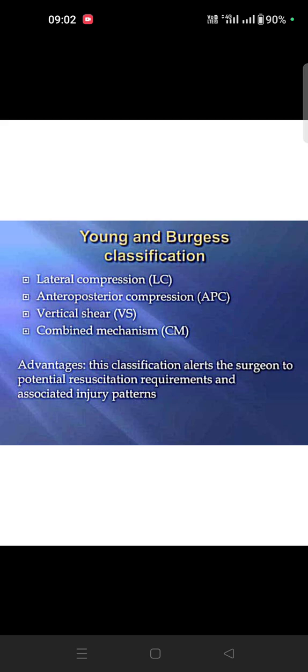Okay, so the Young and Burgess classification: lateral compression will be there, anterior posterior compression will be there, vertical shear will be there, and combined mechanism will be there. For initial assessment, what we can do: airway maintenance with spine protection, then breathing and ventilation, circulation with hemorrhage control, disability for neurological status, and exposure with environment control to prevent hypothermia.